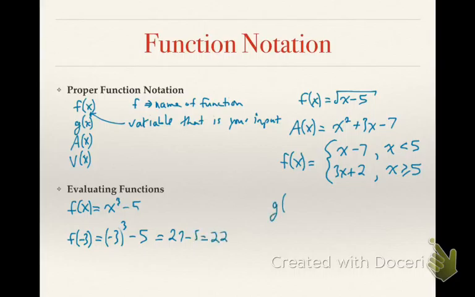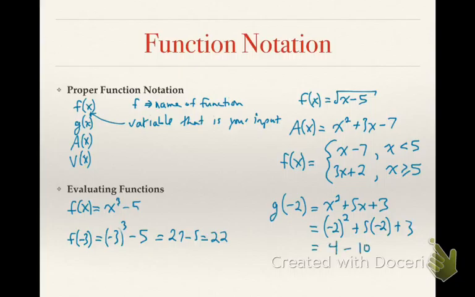Now likewise, if I had g of negative 2 for g of x equals x squared plus 5x plus 3, that would mean that I would have negative 2 in parentheses squared plus 5 times negative 2 plus 3. That is 4 minus 10 plus 3. Negative 6 plus 3 is negative 3.